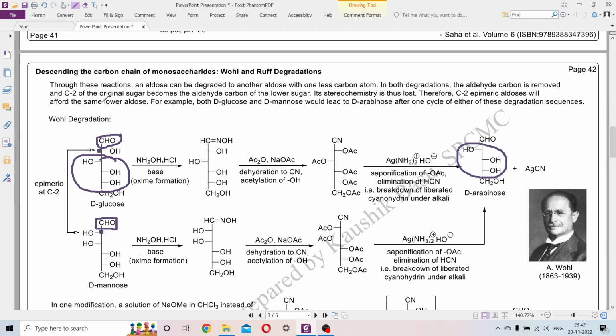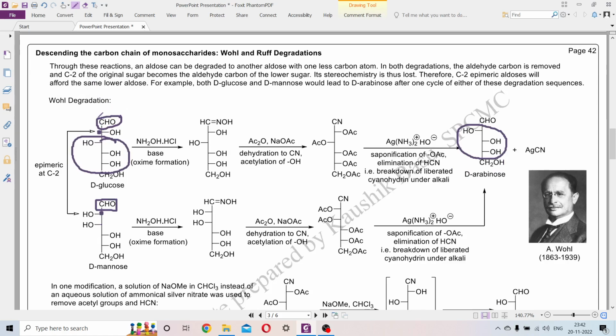So how do you do it? The way to do it is to first convert this glucose or mannose, whatever you have taken, which are C2 epimeric, into their corresponding oximes. That can be done in presence of optimum pH and using hydroxylamine hydrochloride. So this is an oxime formation reaction via addition elimination pathway. Then you do the acetylation. Basically, you are protecting these hydroxyl groups, all 5 hydroxyl groups, including the 4 secondary and the only primary hydroxyl, which will be protected. So these are acetylated.